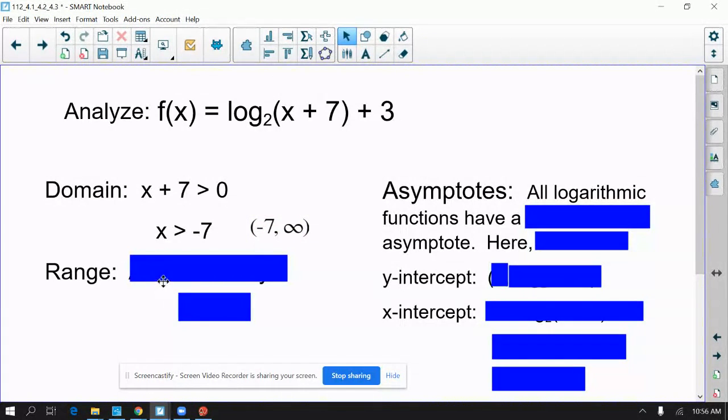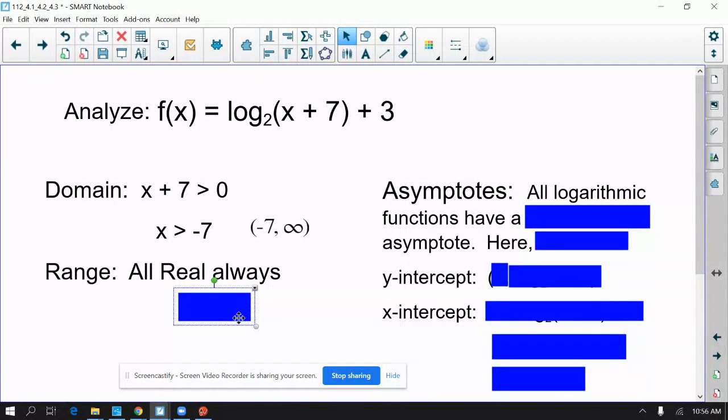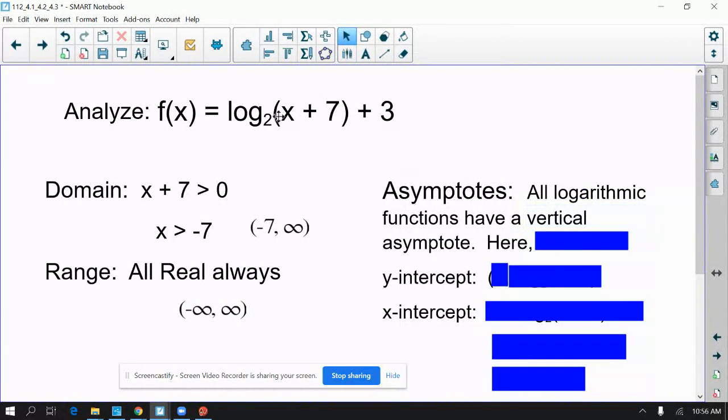For the range, for all logarithms, the range is always all real. So from negative infinity to infinity. Asymptotes, logarithms have a vertical asymptote, and normally it's when x equals 0, but this one got shifted to the left 7. So now the vertical asymptote is x equals negative 7.